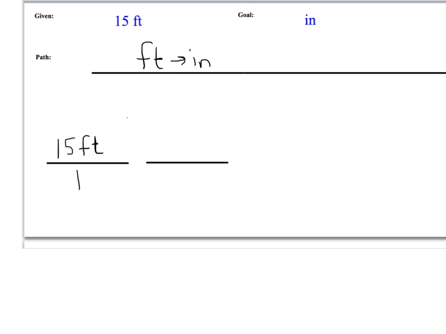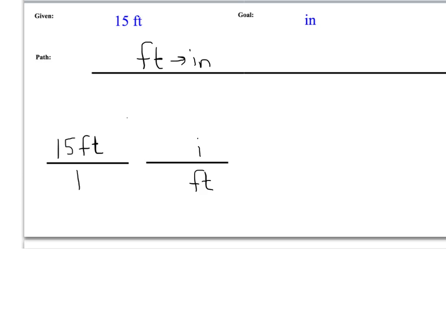So on the next line, where do I put the feet? Well, I put them in the denominator because then I know that the feet in the numerator are going to cancel out with the feet in the denominator. Let's go back to the path for a second. The path is feet to inches. So this conversion here is what I'm going to use to go from feet to inches.